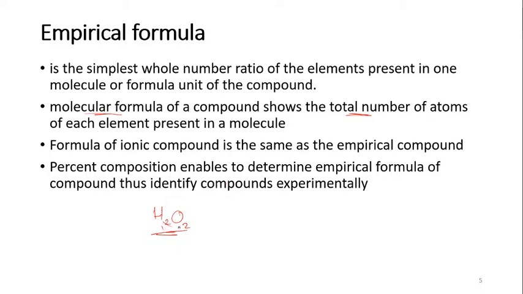So if I divided this by 2 and divided this by 2, that would give me HO. So the empirical formula of hydrogen peroxide would be equal to HO. The formula of an ionic compound is the same as the empirical formula. So if I have something like NaCl, which is an ionic compound, it has the same empirical formula as its ionic formula.